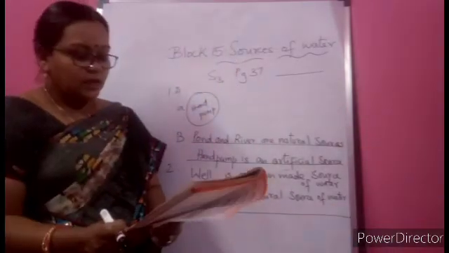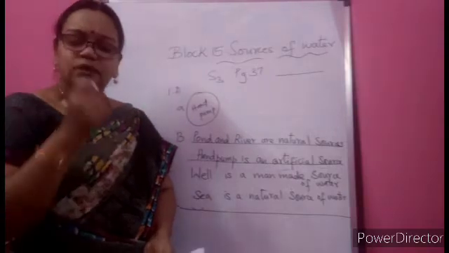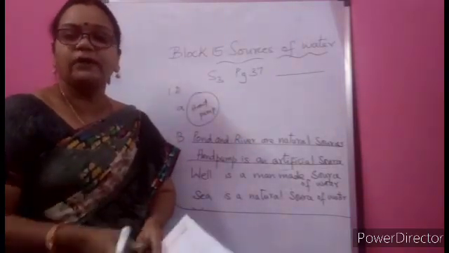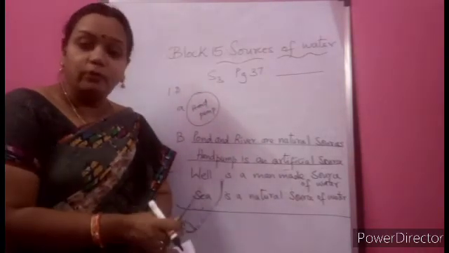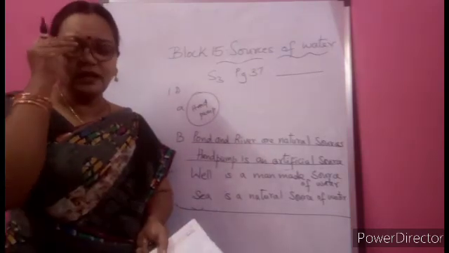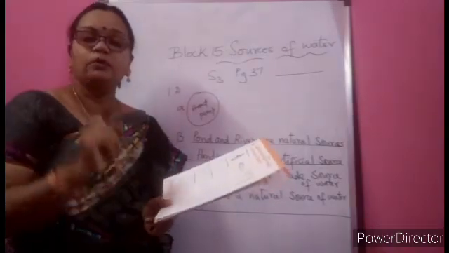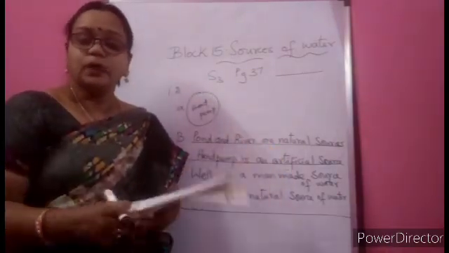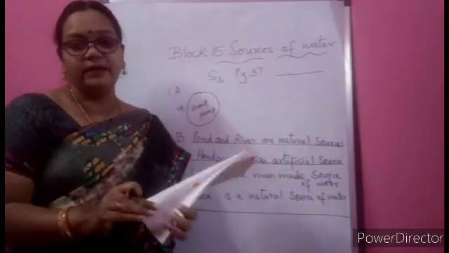And next, why do people build wells? Why do people build wells, children? Because if there is no rainfall, if they don't have rivers nearby, if they don't have a pond or lake to give them water, they have to dig the well and get the water. So you can think and give your own answer. Why do they dig the well? When they need water and there is no river, pond or lake near their place, they have to dig the well and get the water.